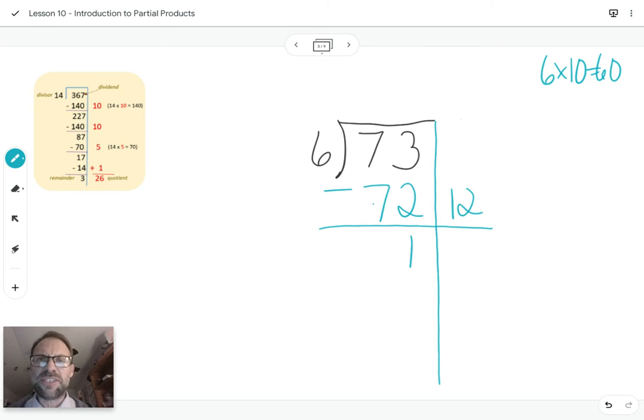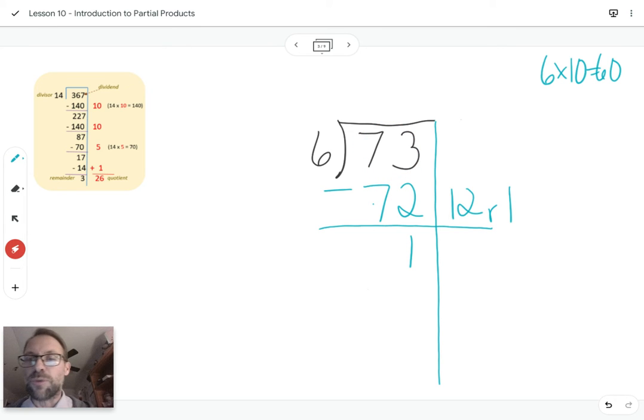How many groups of 6 are there in 1? Well, there are none. I can't pull 6 from 1. So I'm done. This 1 is what we call a remainder. It's what's left over when I'm done making equal groups. And so the way I report that is by writing r, lowercase r, 1. So now we have our quotient, 12, remainder of 1. There are 12 equal groups of 6 in 73.